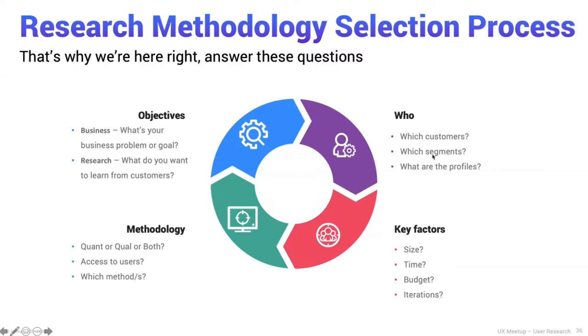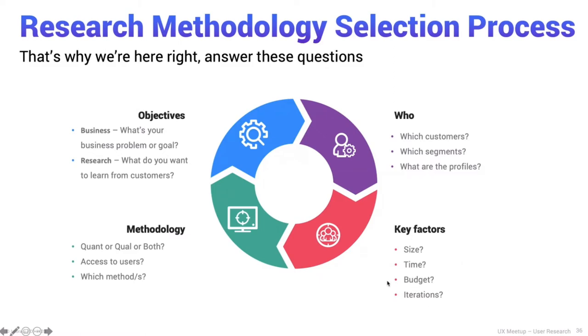So that's the who. And the sample size and how many people always depends on the who, and that's where you've got to start. And then there are other factors like the size of the project. Is it a small project or a big project? What have we got appetite for? Our timelines, our budget, and how many iterations we're doing.